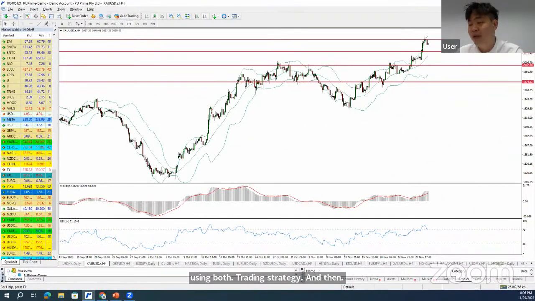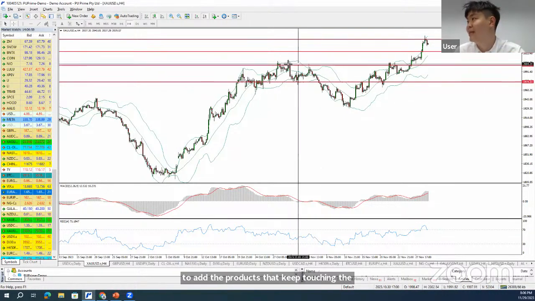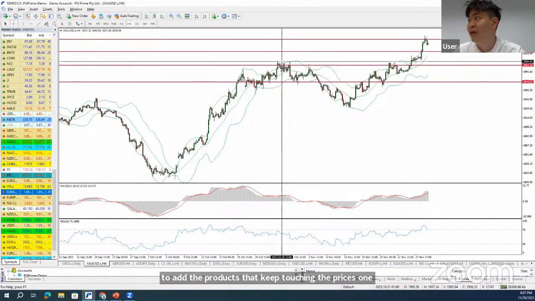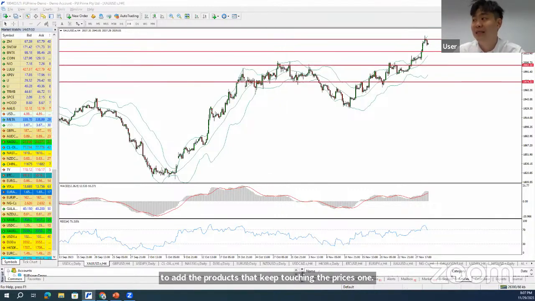To put it in very simple terms, how can we draw the support and resistance? You just need to identify the prices that keep touching the same price. So for example, 2000 is a price that gold keeps touching, then this should be a very solid resistance level. It has been touched a lot of times already.